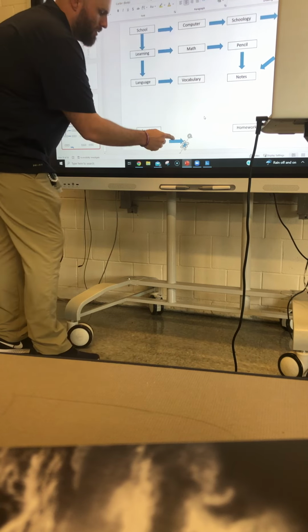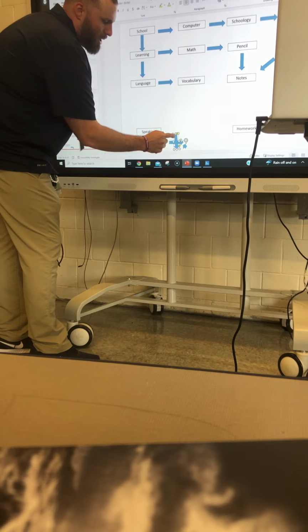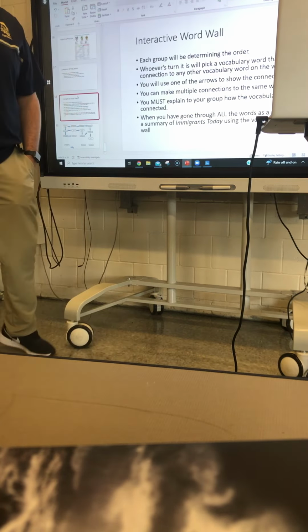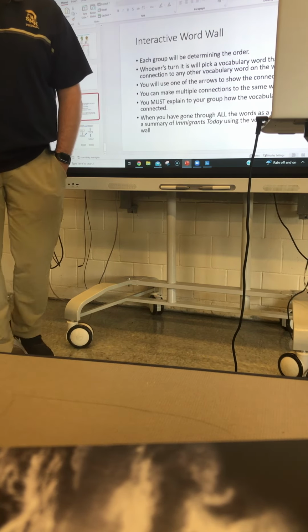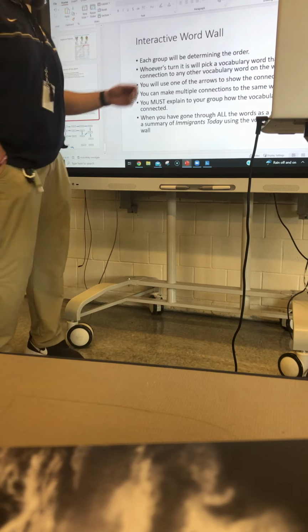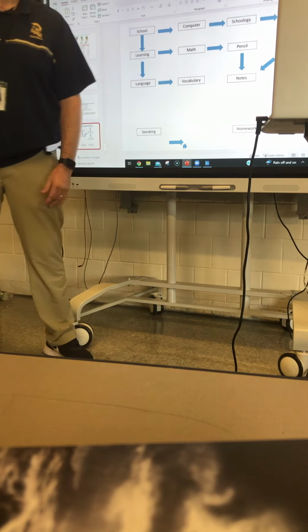Oh boy, struggling, guys. I would grab my arrow. And then you would tell me, well, why is that connected? Because it helps you. Studying helps you in ESL class.